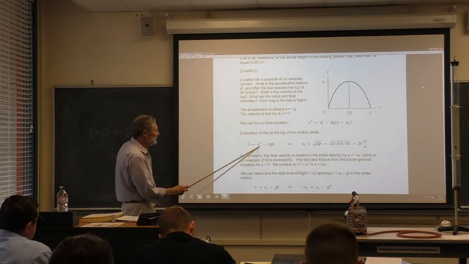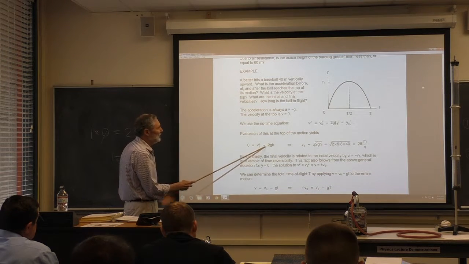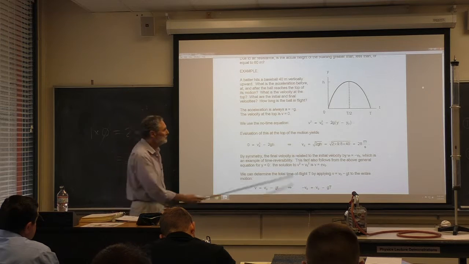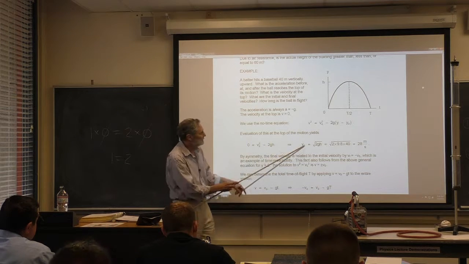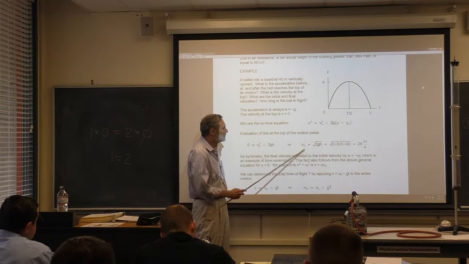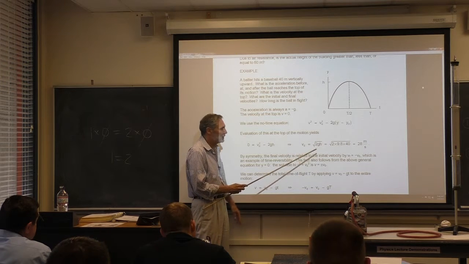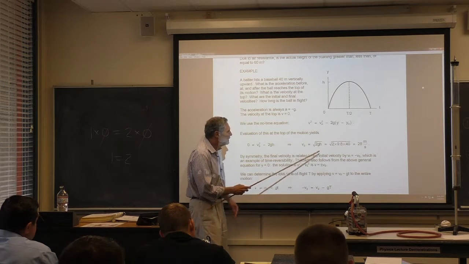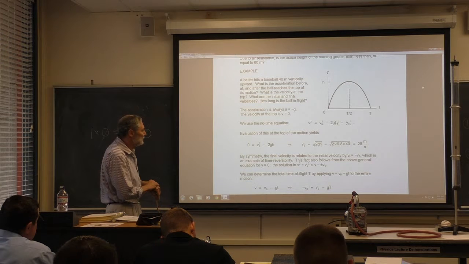We don't know v0, but we know h, so we can find the initial velocity. If you solve for it here, you see it's the square root of 2gh, a common expression that we will see many times in this course. We plug in the numbers and we get 28 meters per second.